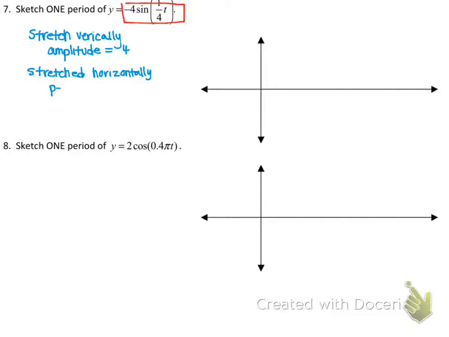So this means that I need to figure out my period. So that's 2 pi over that b value, which is 1 over 4, which is 8 pi. And we can't forget that negative in front. That negative means that it has been reflected vertically. Okay, so again, the first thing that I'm going to graph is my amplitude, up at 4, down at -4.